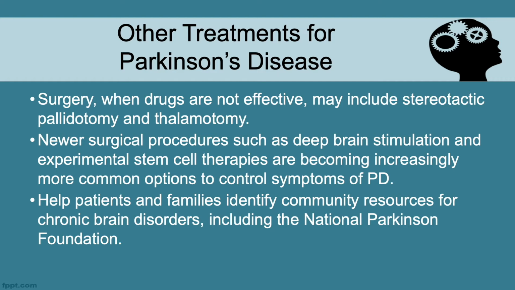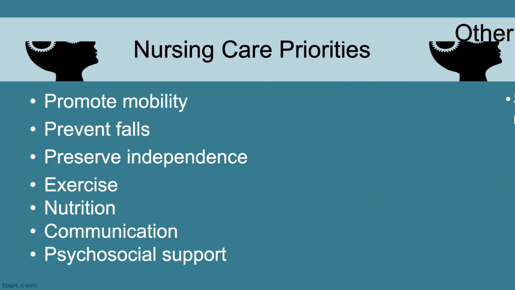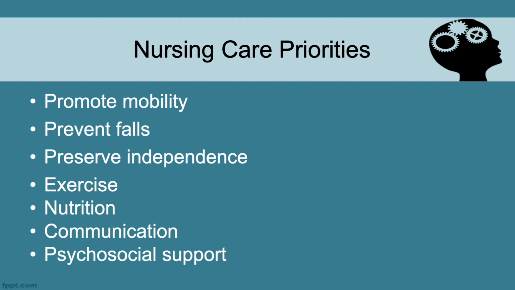To review, the nurse caring for the patient with Parkinson's disease includes safety measures such as promoting mobility, preventing falls, preserving independence, providing for exercise, passive or active, maintaining adequate nutrition, maintaining communication and communication support and assisting if needed, and of course, psychosocial support for the patient, their caregivers, and their family.